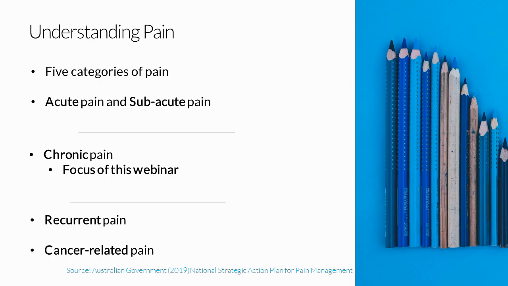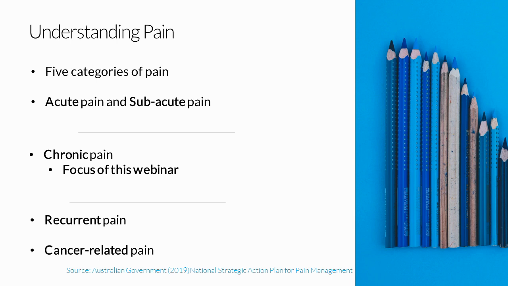Depending on several factors, people experiencing either nociceptive pain, neuropathic pain, or nociplastic pain are categorized into one of 5 pain categories: acute pain, subacute pain, chronic pain, recurrent pain, or cancer-related pain. For example, someone may have chronic neuropathic pain, while someone else may be experiencing acute neuropathic pain. The National Strategic Action Plan for Pain Management provides an explanation for each pain category.